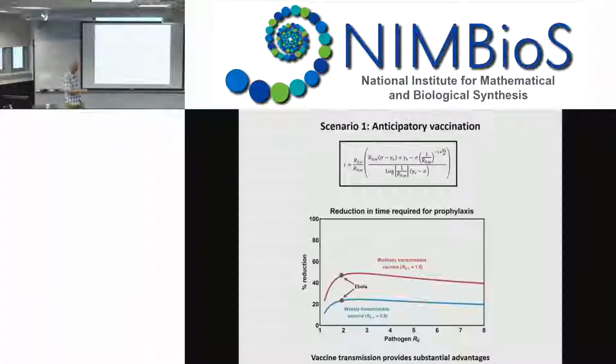And for that example case of Ebola, which has an R naught around 2, what you can see is that even for a modestly transmissible vaccine with an R naught of 1, we can reduce the time required to vaccinate by 50%, so it halves it, which is pretty striking, I think. And the same sort of qualitative result is true even for a very weakly transmissible vaccine with an R naught around 0.5. We still knock that time required to vaccinate down by about 25%. So those effects, I think, are large.